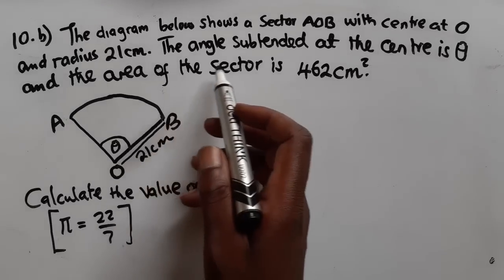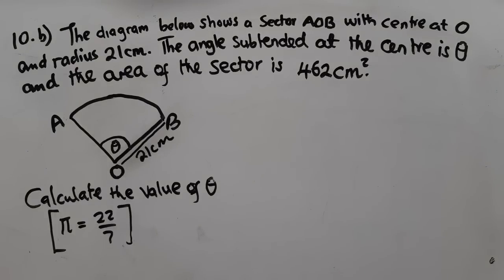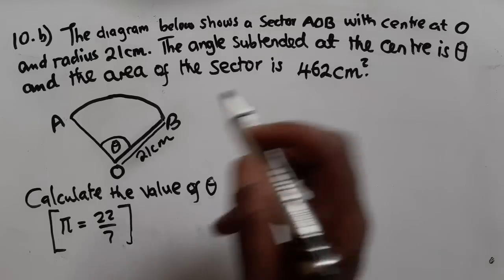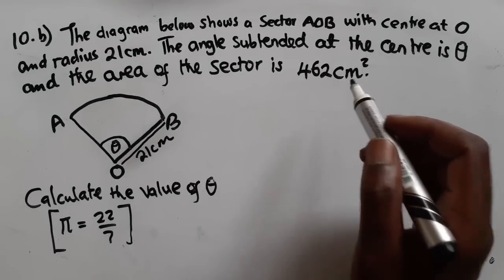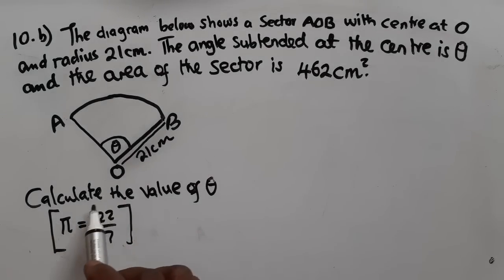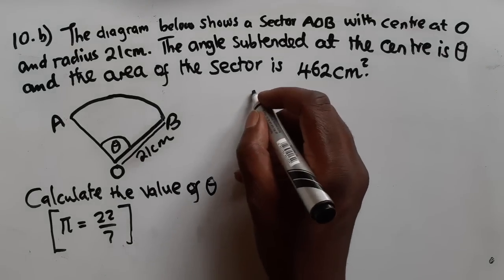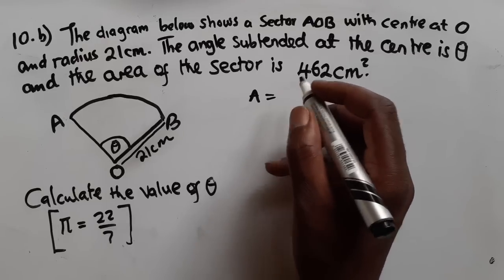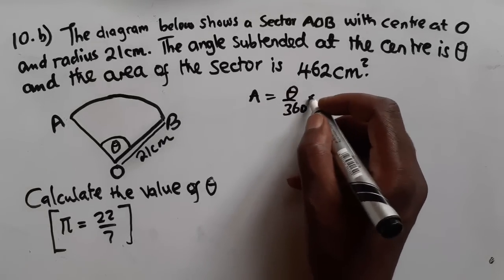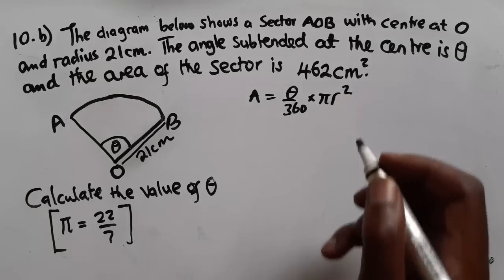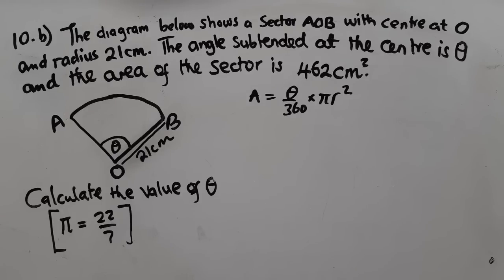Okay? The angle subtended at the center is theta, and the area of the sector is 462 centimeters squared. So calculate the value of theta, given that pi is 22/7. All right? So we are given the area here, so we need to know the formula for the area. The area is theta over 360 multiplied by pi r squared, isn't it? This is the formula that we use to find the area of a sector.